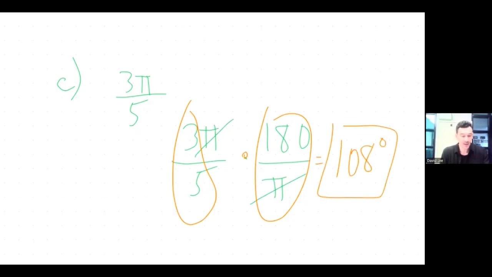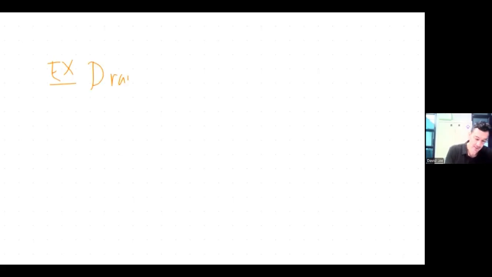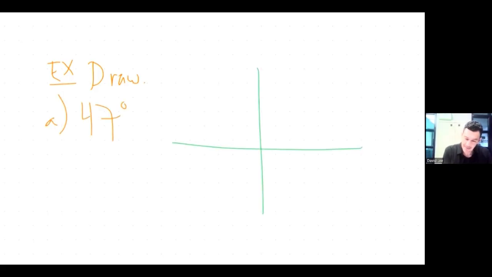108 degrees. Now, how do we draw angles? Let's draw some angles here. So draw these angles in standard position. Draw an angle that measures 47 degrees. This is 0 degrees. Up here we have 90 degrees. That would be 180 degrees. And down here we have 270 degrees.